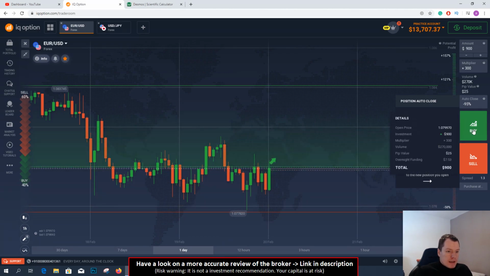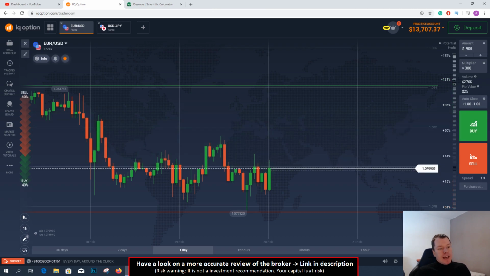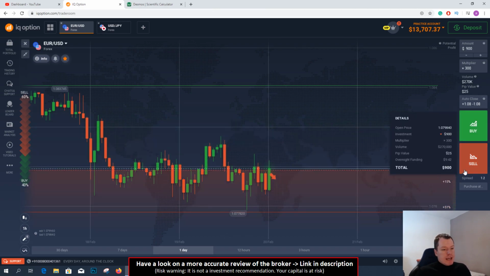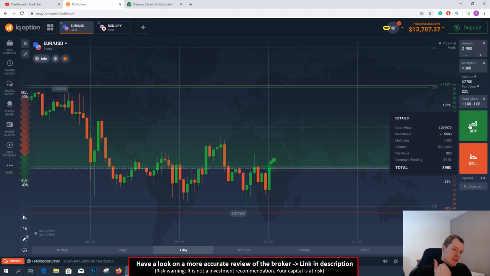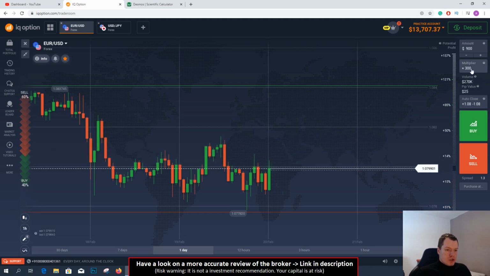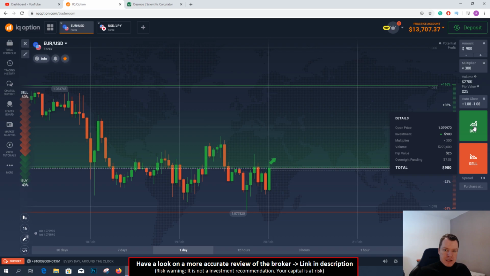So now I click on buy and I can open my position. You see it just attached the potential profit line here on the right side, buy and sell. You directly see what's your profit, how much percent you will lose, and this is depending on the multiplier. I repeat this, you should choose the right multiplier for your position.